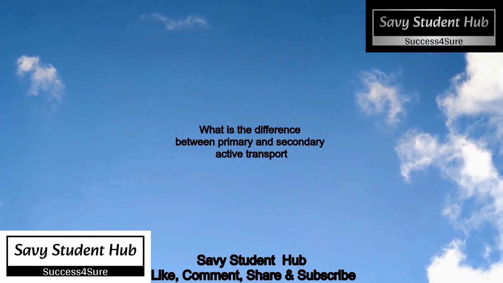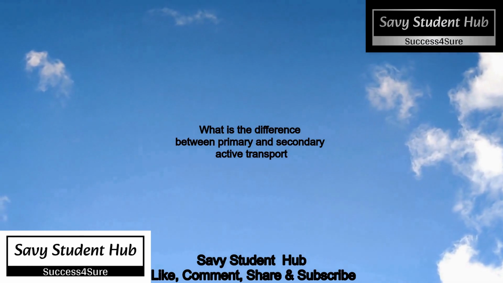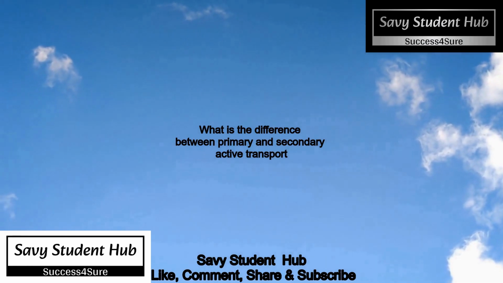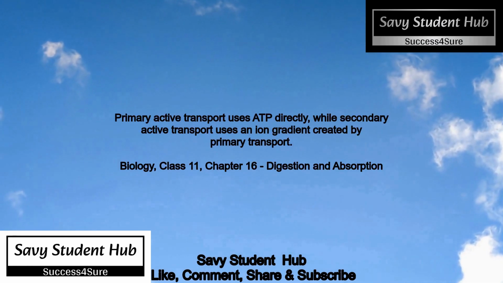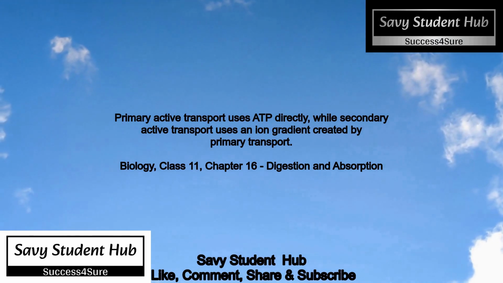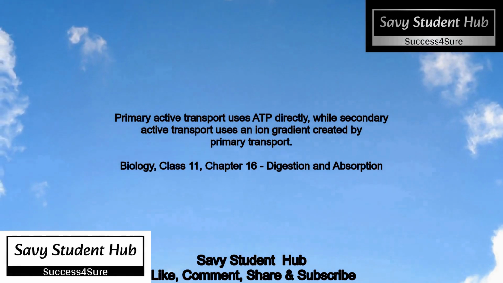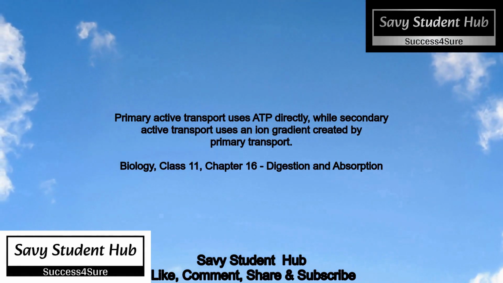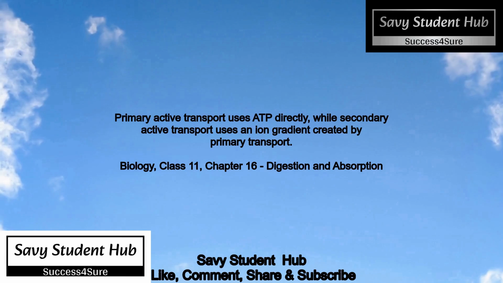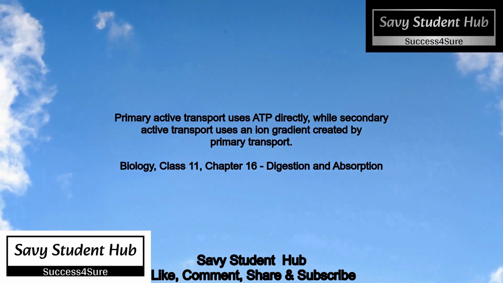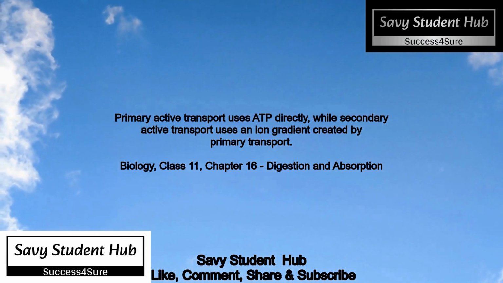What is the difference between primary and secondary active transport? Primary active transport uses ATP directly, while secondary active transport uses an ion gradient created by primary transport.